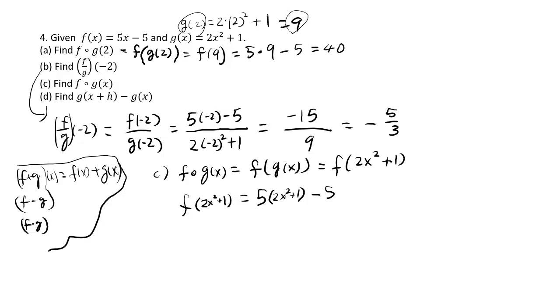Once you do that, then afterwards you just compute whatever you're given. So 5 times 2x squared plus 1 would be 10x squared. 5 times 1 is 5. Subtract 5. 5 cancels, and you get 10x squared. D is a similar question. You have g of x plus h minus g of x. And really the challenge is what is g of x plus h?